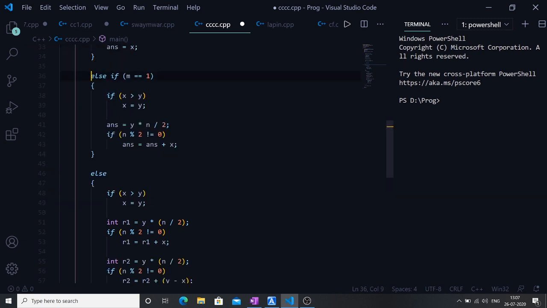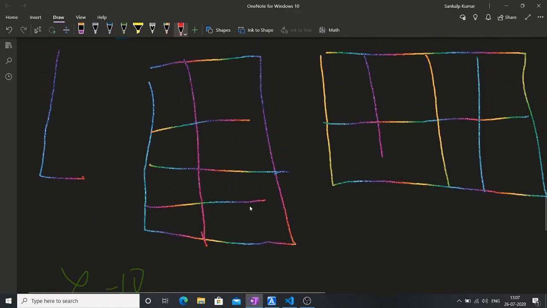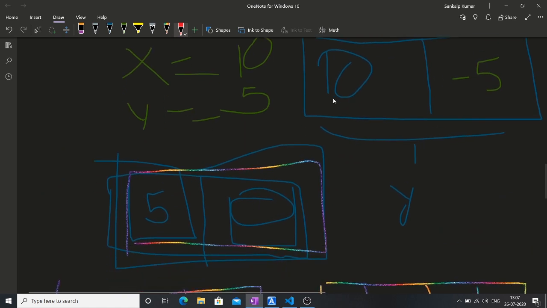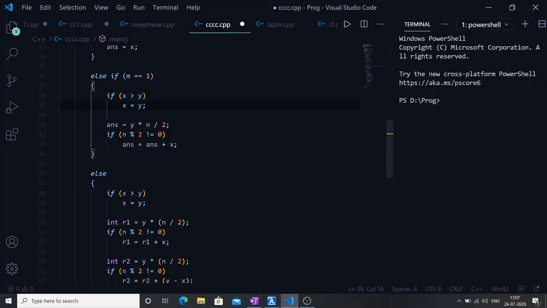If m is equal to 1, so if only one row is there, what we're gonna do is check this: if x is greater than y, I explained this here. If x is greater, we have to fill the second with minus, so we are ignoring it. So the answer will be y into n by 2.